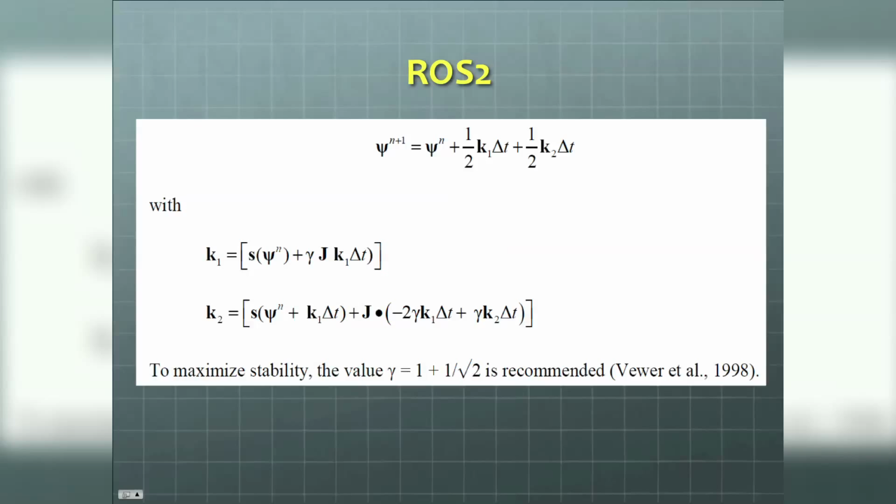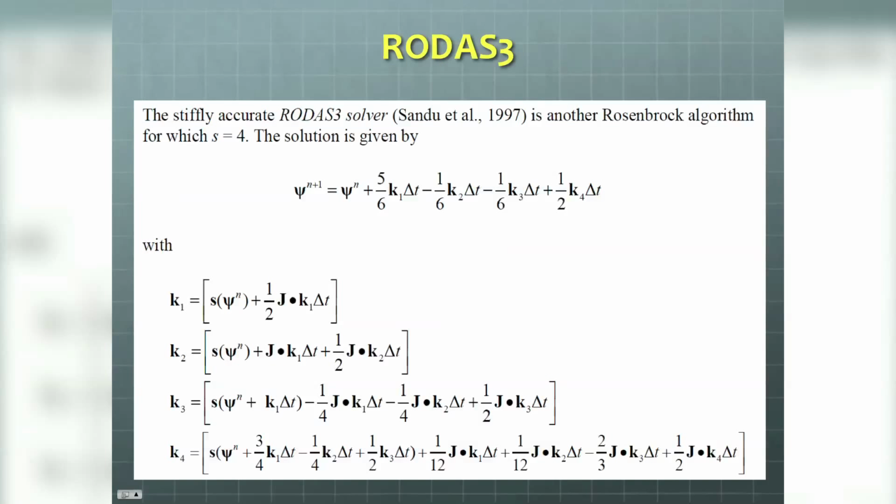You write the solution at n plus 1 is the solution at n plus a number of terms that are here. And in fact, you have to solve this system for K1, K2, K3, K4. See, K1 depends on K1, so it's implicit in a way. And so you have to solve that. And again, there are standard methods to do that.